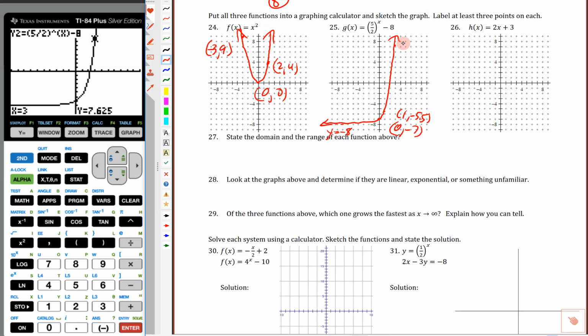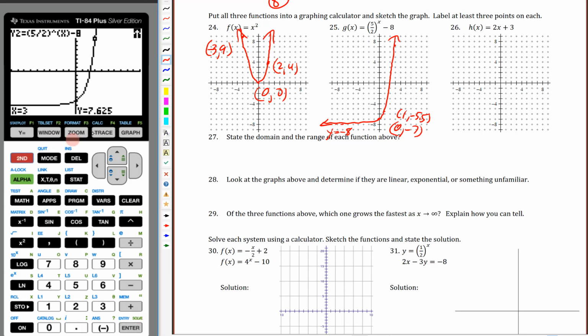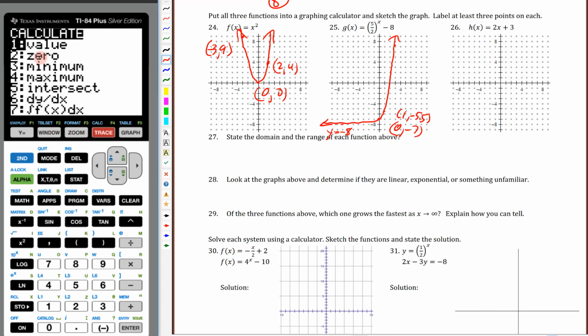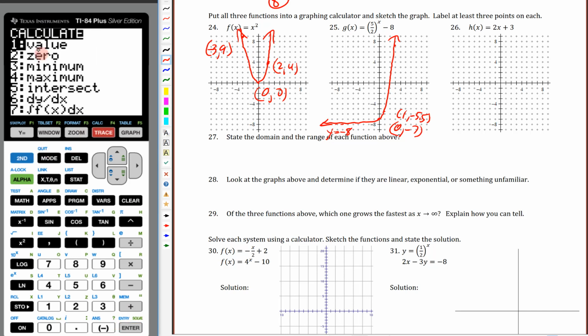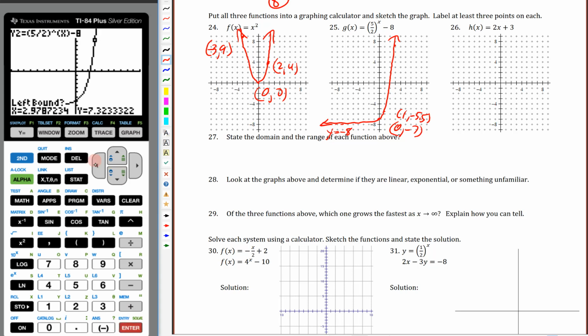If we did want to find that x-intercept, remember how we do that? We're going to hit second calculate. We want to find the 0. Whoops, let's see what's going on here. Oh, let me go back and change this. I hit value, but I wanted to hit number 2 for 0. There we go, left bound.